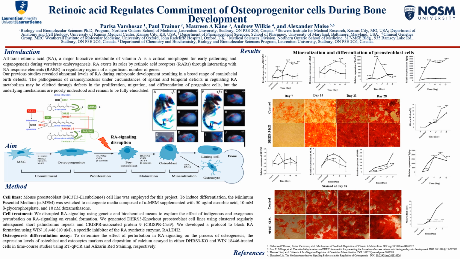Here I provide you with a summary of the results I got in this study. As you see, I investigated mineralization and differentiation of pre-osteoblast cells in different states of osteogenesis in retinoic acid deficient and excess models. As the results demonstrate here, by knocking out DHRS3 and making an endogenous retinoic acid excess model, the late-stage osteogenic markers were upregulated significantly in the early stages and calcium was deposited earlier than expected in the osteogenesis process.